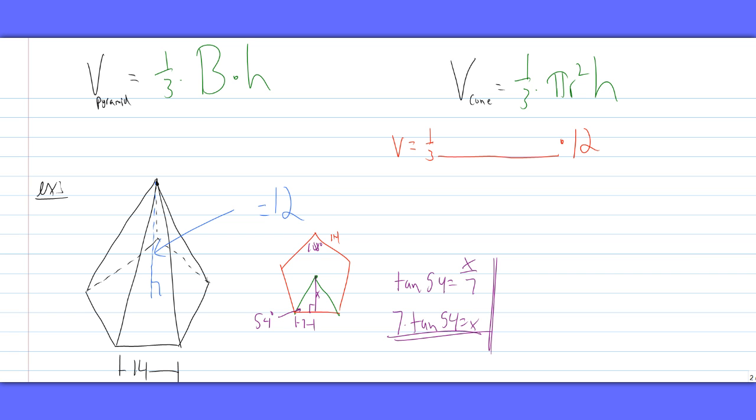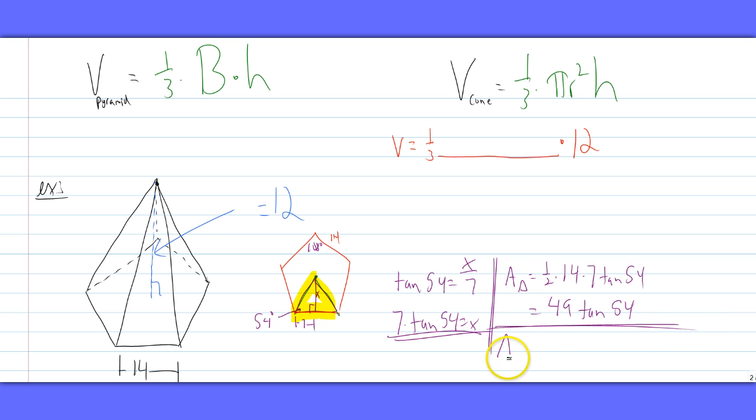That x is then going to help us find the area of this yellow triangle down here at the bottom. The area of that triangle is 1/2 times the base of 14 times the height of that triangle, which is 7 times the tangent of 54. Multiply all of those coefficients out front, 1/2 times 14 times 7, and the area of that triangle then is 49 times the tangent of 54, still as an exact value.